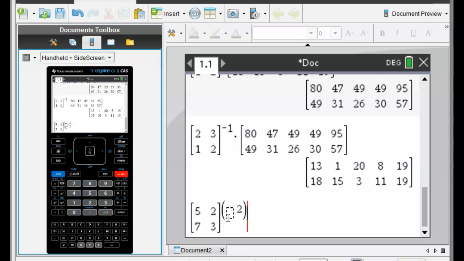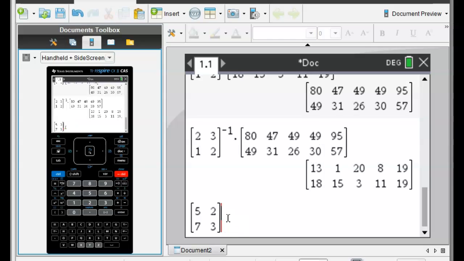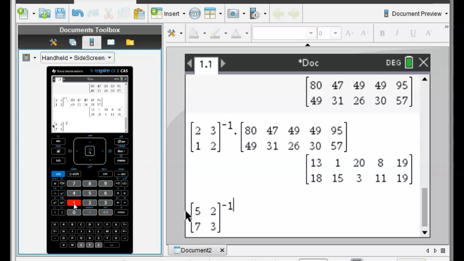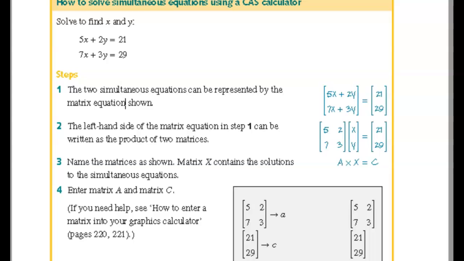Oh, what have I done? Sorry. Okay, let's start again. To the power of -1. Okay, so there's our inverse matrix. We don't have to press enter, but we're going to have to multiply that by our constants.